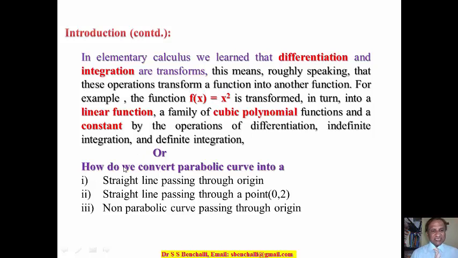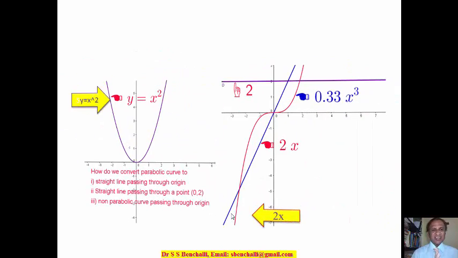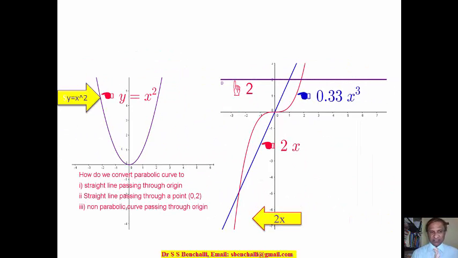Or we can ask a question like this: how do we convert a parabolic curve into a straight line passing through the origin? Is it clear? It is very simple to answer these questions, right? So they have given a curve. Is it clear? y is equal to x square.